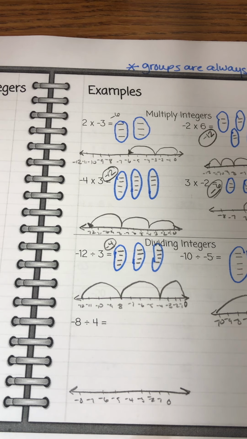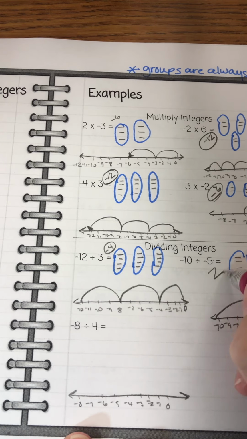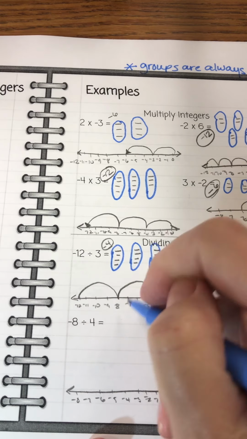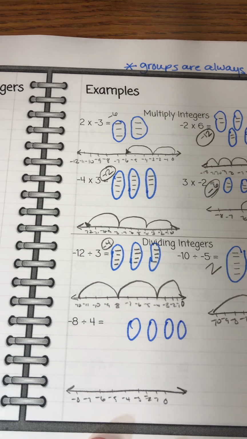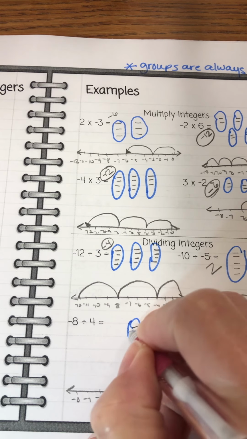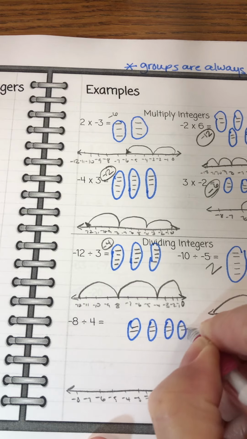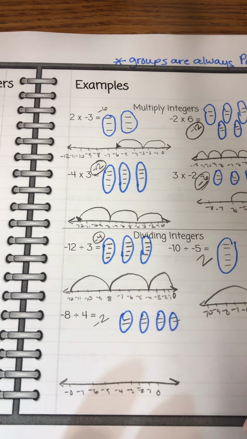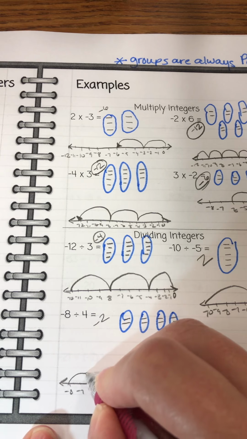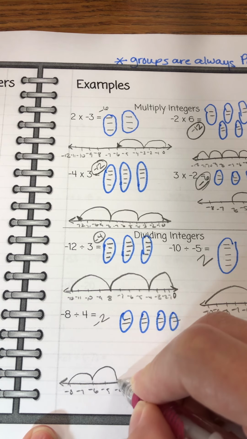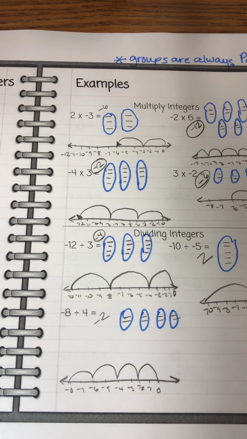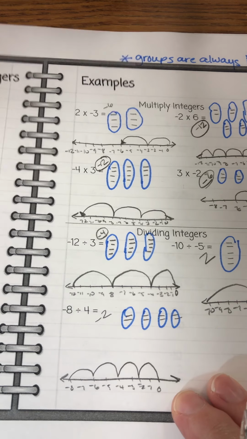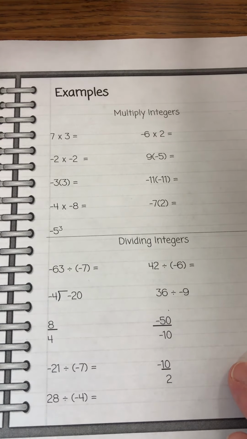All right, here's our last one. So we have, oh, I forgot to put my 2 up here. You've got 4 groups, and you're dividing that negative 8 into 4 groups. So the answer is going to be negative 2. So 1, 2, 3, 4. And each one, have you noticed that each one of those little jumps, that just means that's a grouping. No big deal. All right, so now let's do some actual practice problems.